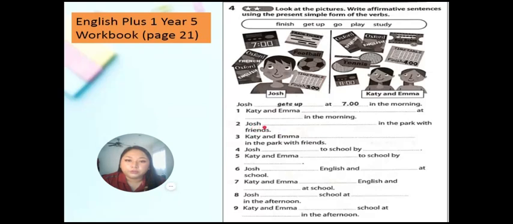So number 2, which one do we use? Which verb? In the park with friends. So usually people will play in the park. So here, when you write play, be careful, Josh is one person. So instead of play, you add S. Tambah S di sini. Josh plays in the park with friends. Okay, so be careful, read carefully, look at the pictures, and complete activity 4.